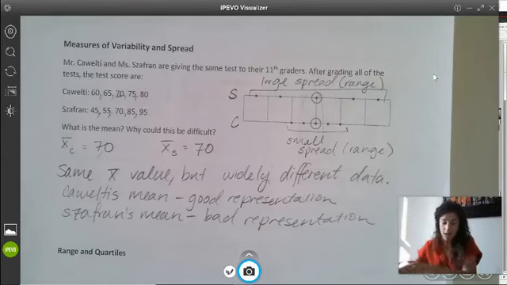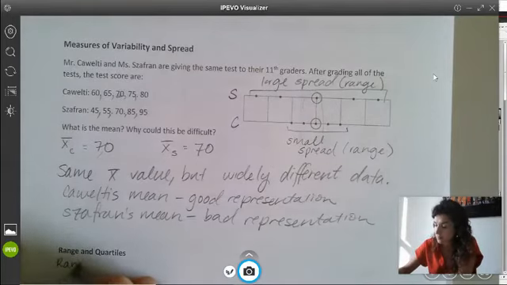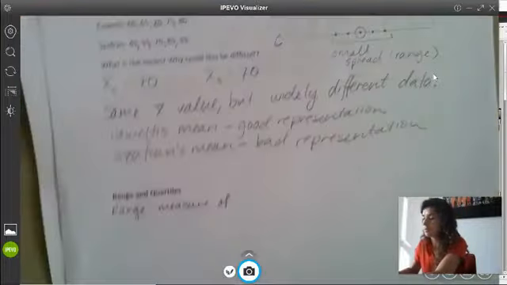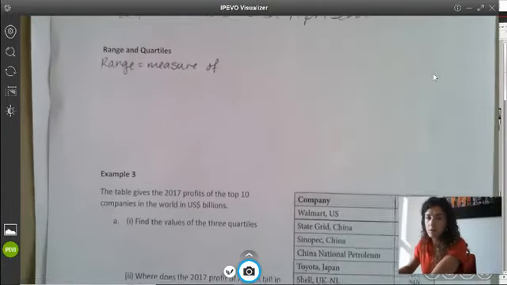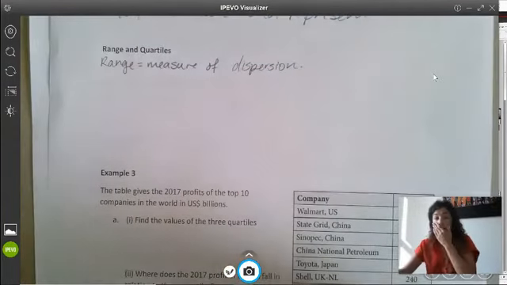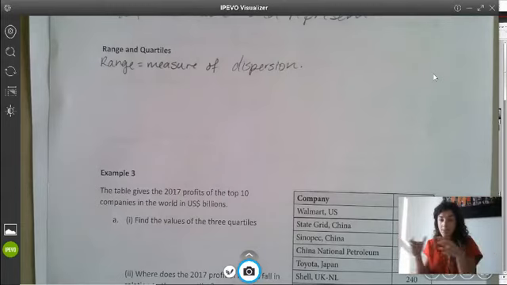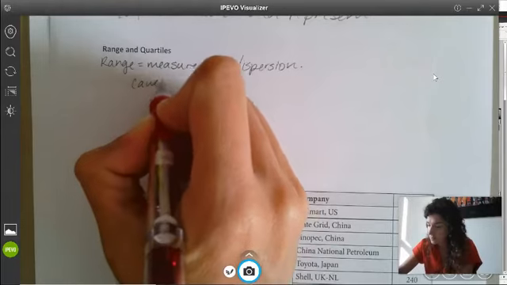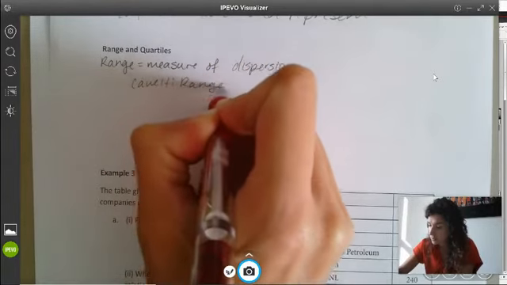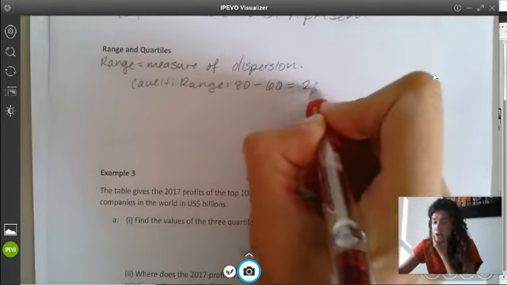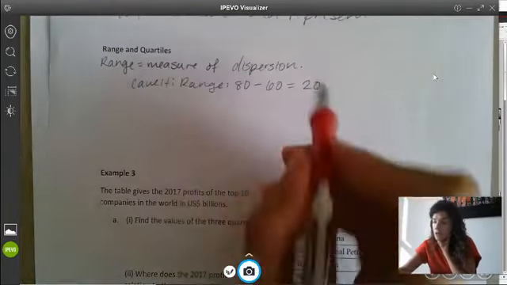Okay, so the range is the measure of dispersion. Range equals the measure of dispersion. So it's just how far away the data, like how much data does it cover. So for QWERTY, the range, if you subtract 80 and 60, the range is 20, which is a pretty small range.